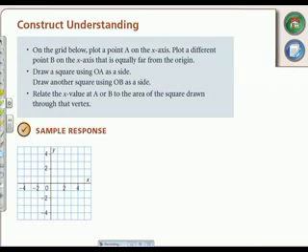Okay, the construct your understanding, not going to have you do that, but just realizing that if we're talking about a distance between 2 points, distance is always going to be positive. We're not really caring in math about which direction the distance is going. Or if we're talking about area, area is always going to be a positive number.